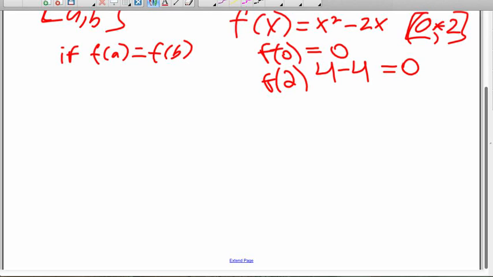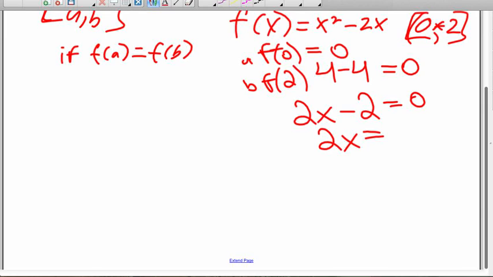So now we have to find the critical point. You know one exists now. You take the derivative of this. How do we derive that? 2x minus 2. How do you find critical points? Set that equal to 0. 2x minus 2. There you go.